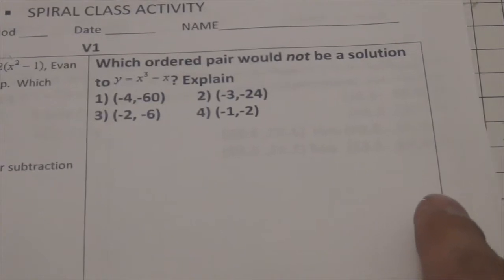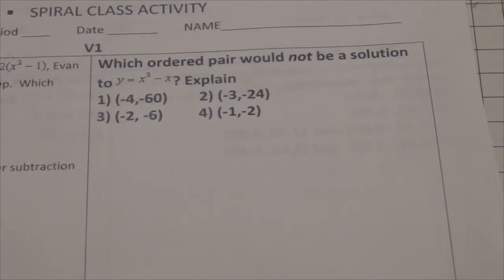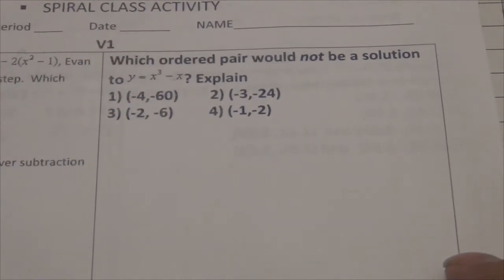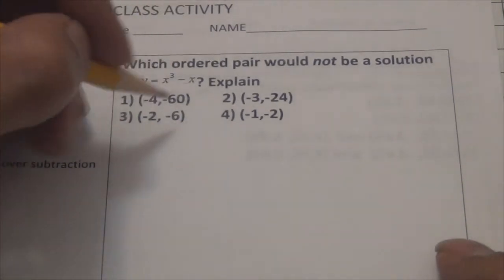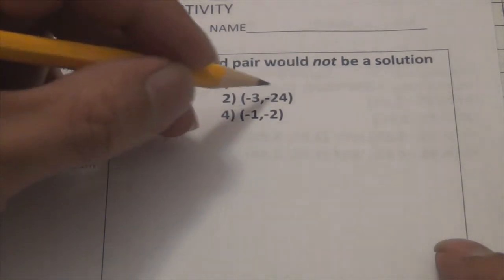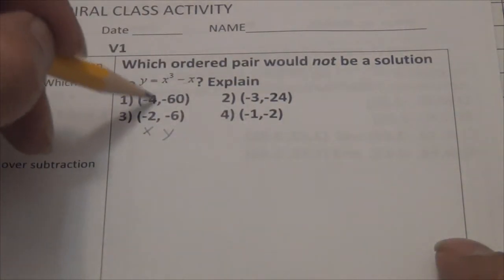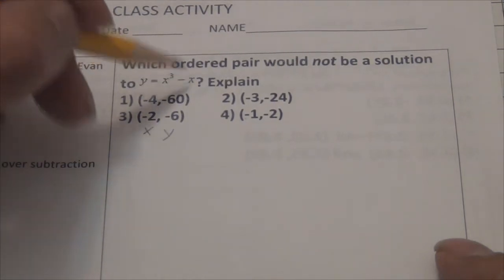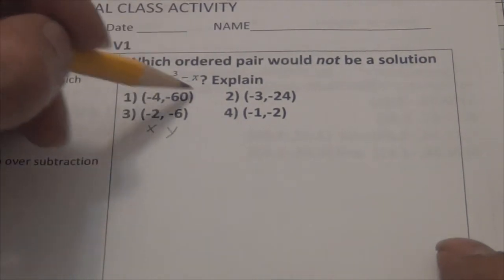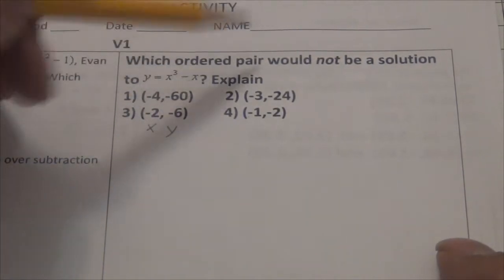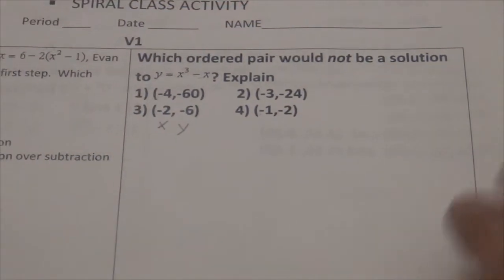Okay. Which ordered pair would not be a solution to y equals x to the third minus x? One way to do this is you can have this called x and this is y. You could input the x, like -4 to the third power minus -4, and you're going to get a number. And that number, if it's -60, it works. Again, we're looking for the one that would not be a solution.